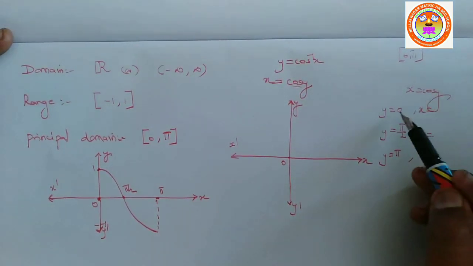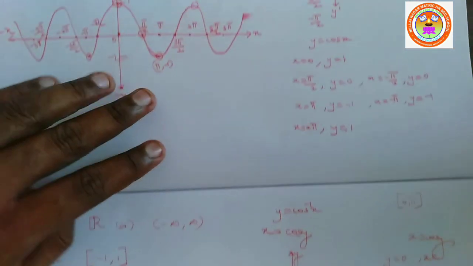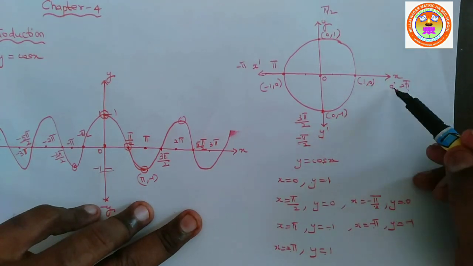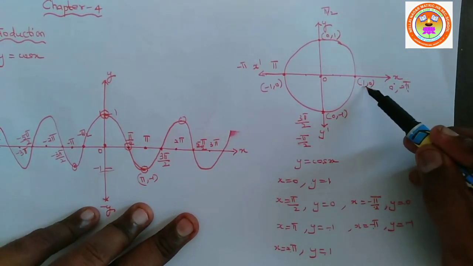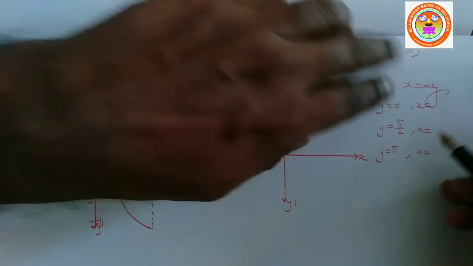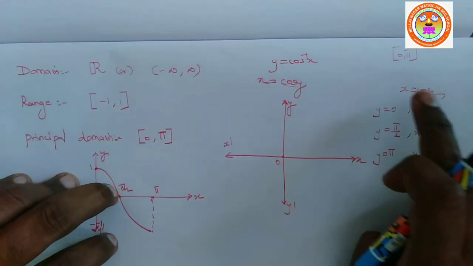This is cos 0 degree. So for cos 0 degree, you go and check in the unit circle. Cos 0 is nothing but 1. First one is cos, second one is sin. Cos 0 is nothing but 1, so you can put 1.